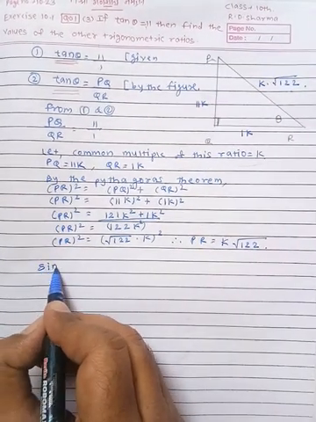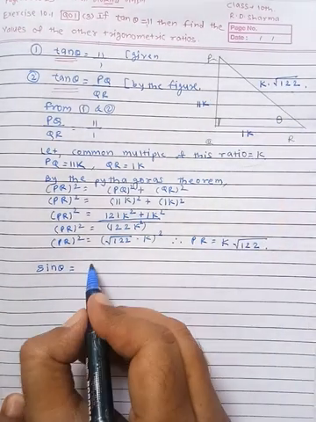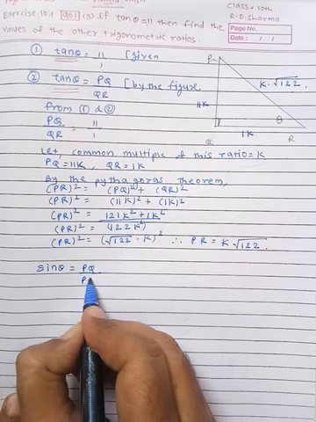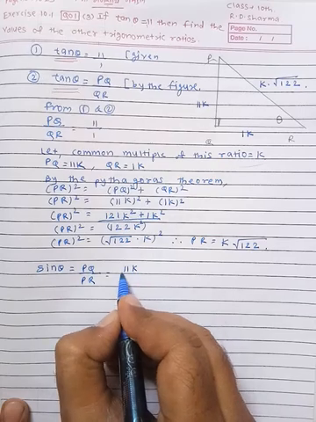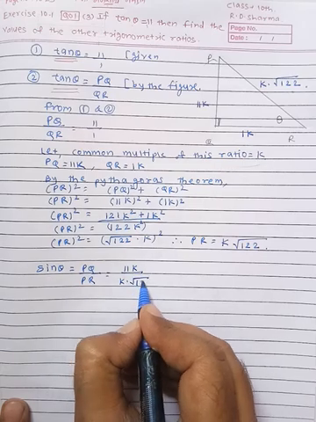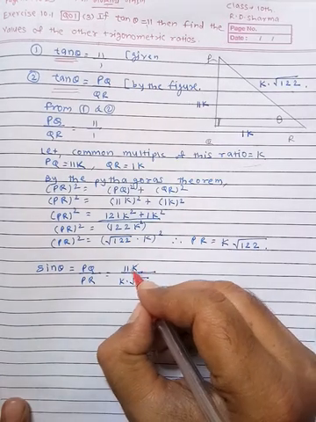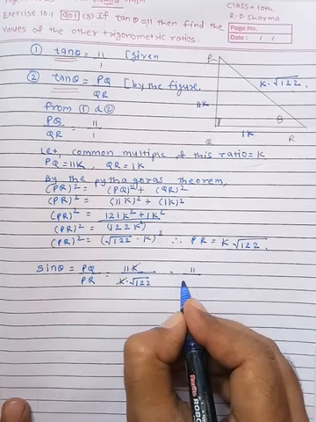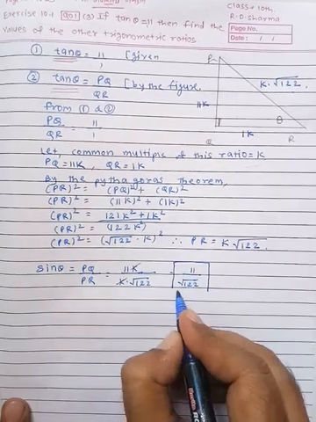Sin theta. What is sin theta? Opposite side of theta. Which one is the opposite side of theta? PQ, upon hypotenuse, hypotenuse is PR. What is PQ? PQ is 11K, upon PR, which is K into under root 122. What is cancelled here, my friends? K and K get cancelled. Then that is equal to 11 upon under root 122. This one is the value of sin theta.